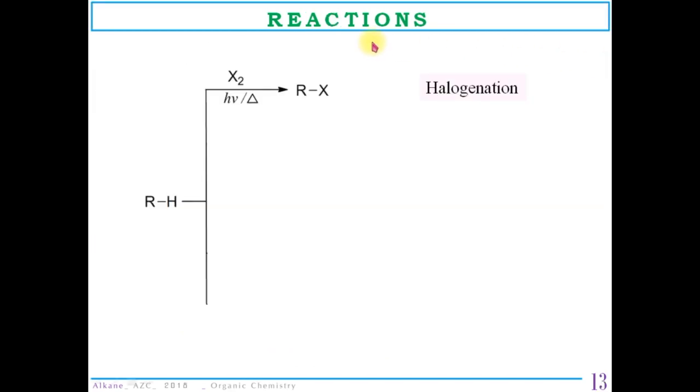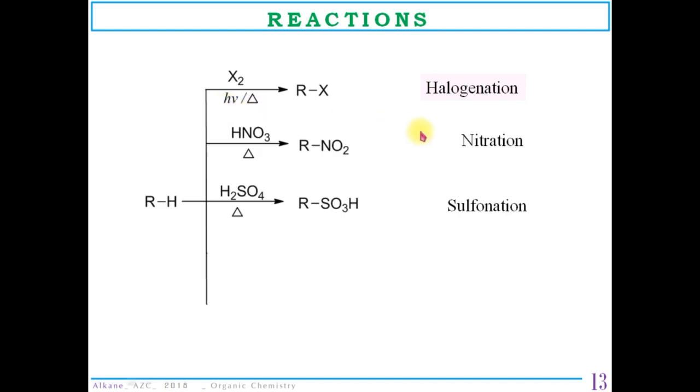Now we will see reactions of alkane. The first reaction is halogenation reaction, where alkane is reacted with halogen gas which gives alkyl halide. This reaction we can perform as a thermal reaction, or we can also perform as a photochemical reaction. Next is the nitration using nitric acid and sulfonation using sulfuric acid.